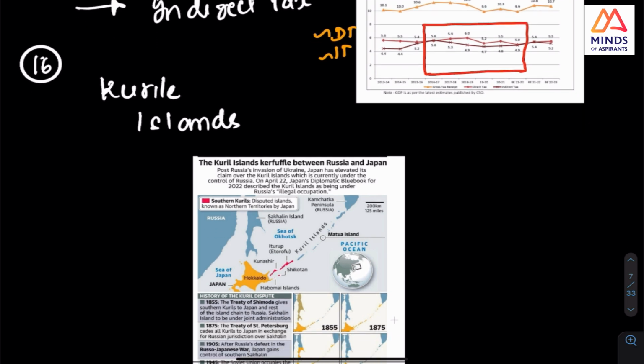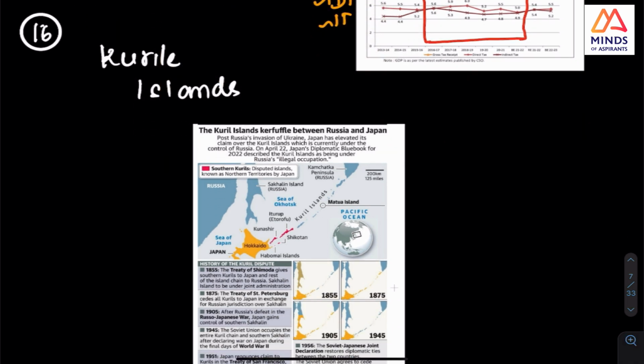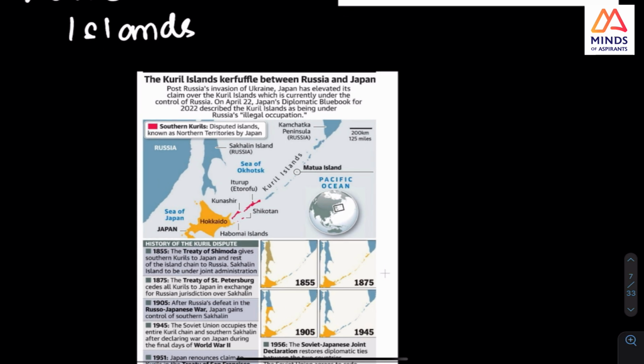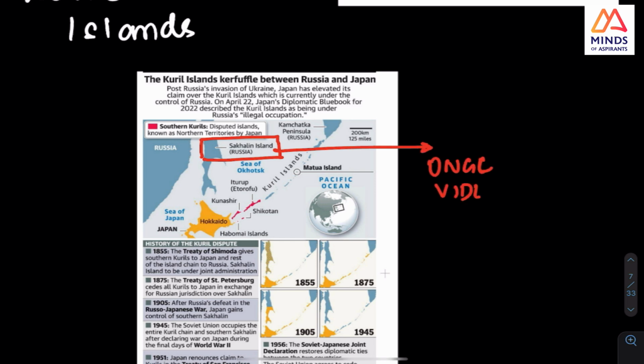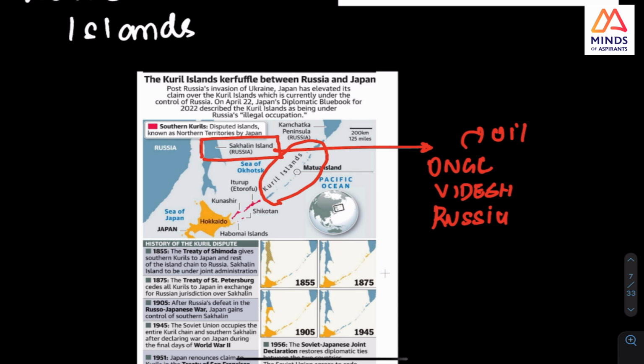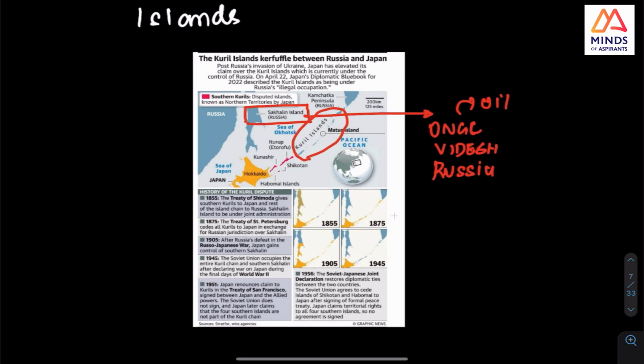And then one more thing you should know is the Kuril Island. Where it is, this was in the news. See this Sakhalin Island. Our ONGC Videsh has an MOU in Russia for oil in this Sakhalin Island. This Kuril Island happens to be closer to this, and there is a dispute between Japan and Russia over it, and hence you have to check it.